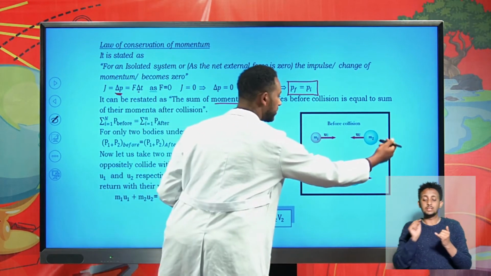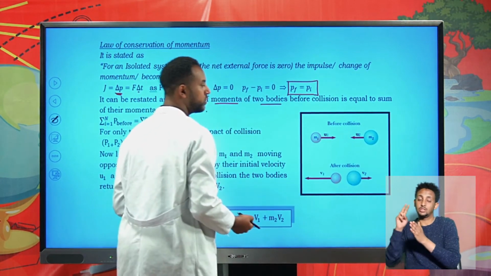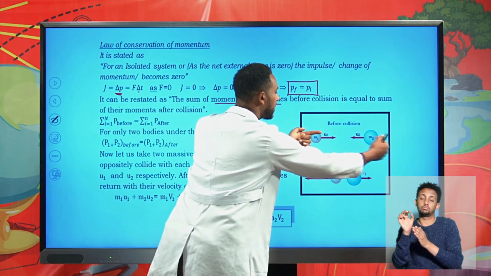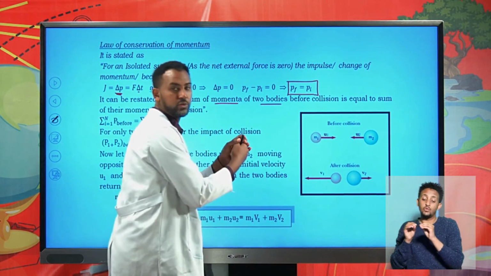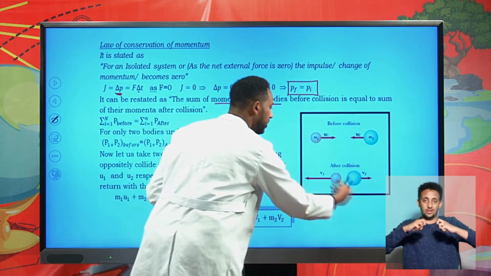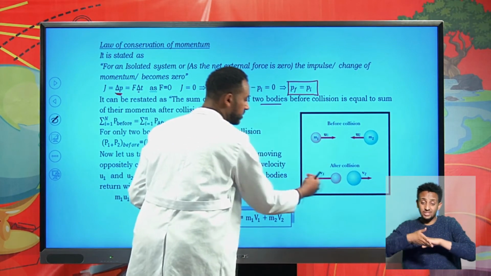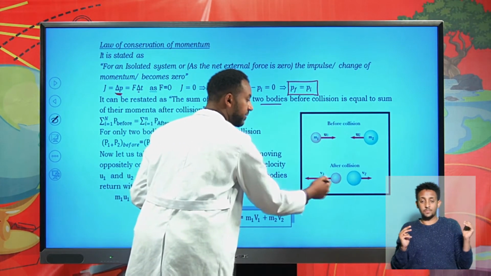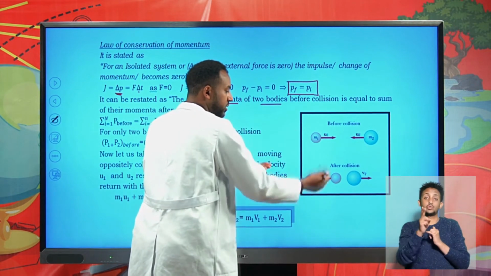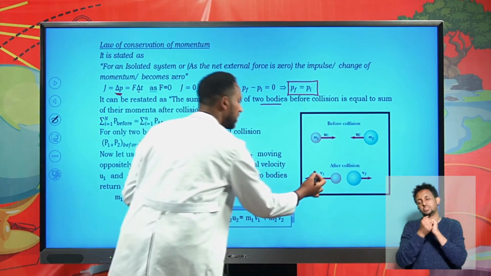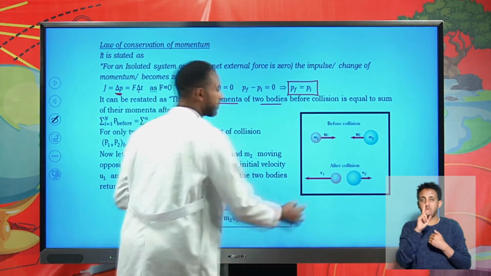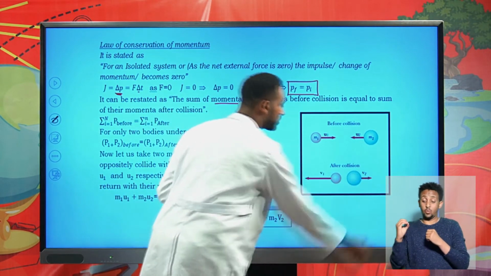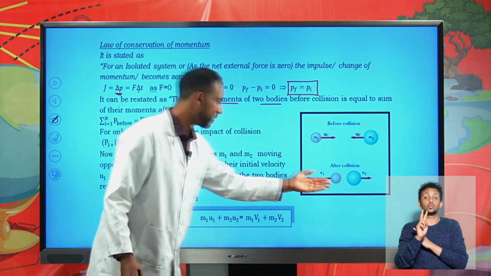And this object is moving with its initial velocity u2, with a constant velocity. So they are moving and colliding together. After collision, let's say that mass 1 is moving in this direction with a final velocity. After the collision, the velocity might be changed so that we can have v1. And this object has a velocity of v2.